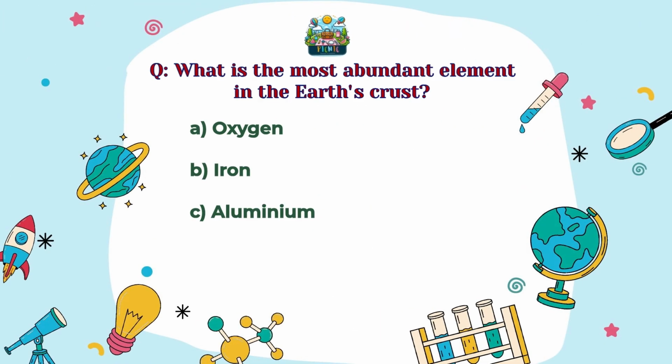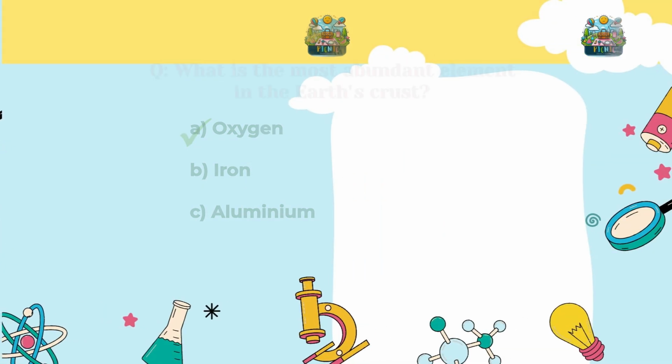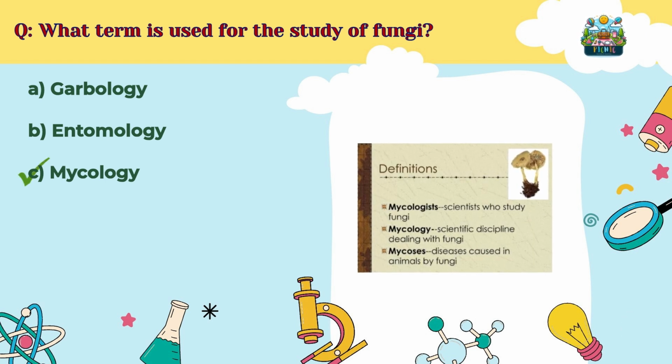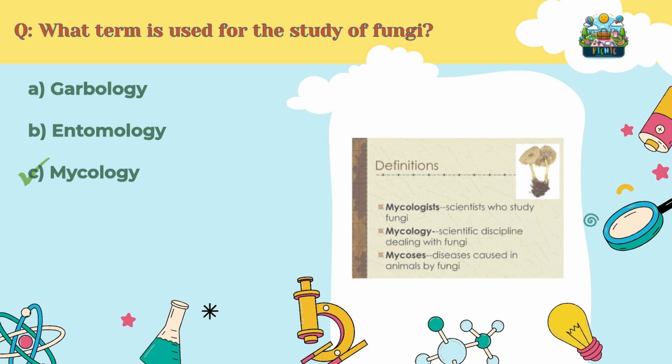What is the most abundant element in the Earth's crust? The most abundant element in the Earth's crust is oxygen. What term is used for the study of fungi? Mycology is the term used for the study of fungi.